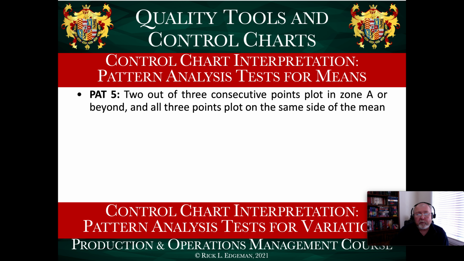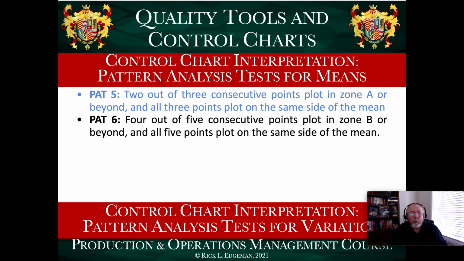Usually what that pattern would represent is that you've had a pretty large and pretty sudden change in the performance level of the process, usually with respect to its average, the mean. Remember, this applies to the X-bar chart now. So pattern 6 is similar, but it's not quite as serious. Pattern 6 says 4 out of 5 consecutive points plot in zone B or beyond, all 5 on the same side of the mean. So you have, let's say, all 5 points above the green center line, but 4 of those points are at least 1 standard deviation above.